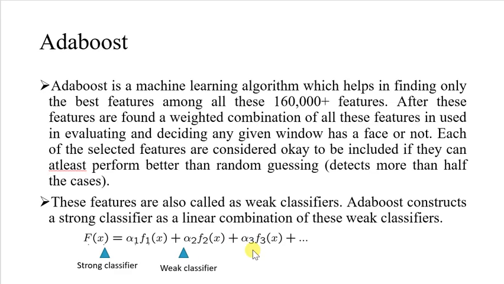Hence the combination of all the weak classifiers together forms a strong classifier. Generally 2500 are used to form a strong classifier. So this was all about AdaBoost.